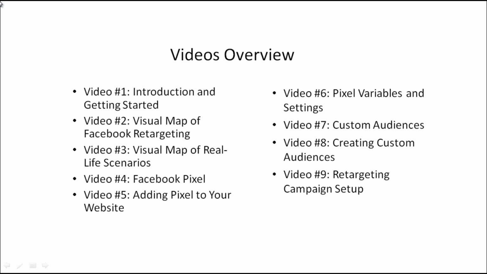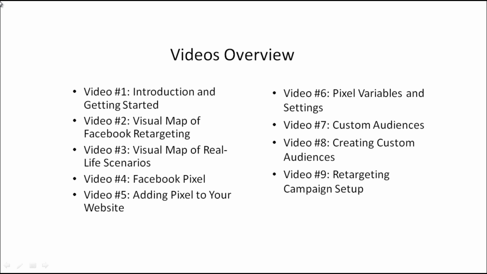Video number 3 will talk about the visual mind map of real life scenarios. By giving you some real life scenarios or real life examples, what this does is it enables your mind to start moving, start jogging with ideas so that you can pick and choose which one you want to go with and that you begin to understand the whole process of Facebook retargeting. Number 4, we'll talk about the Facebook Pixel, what it is, why it's important, and how you can use it.